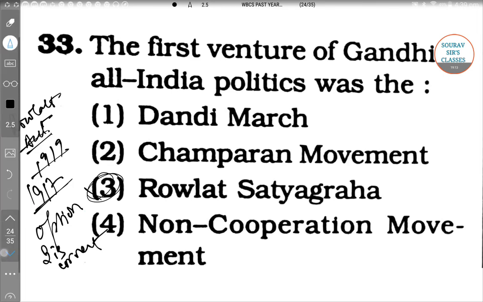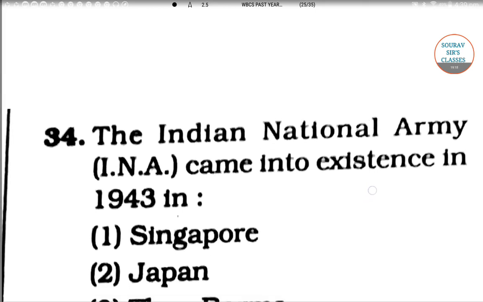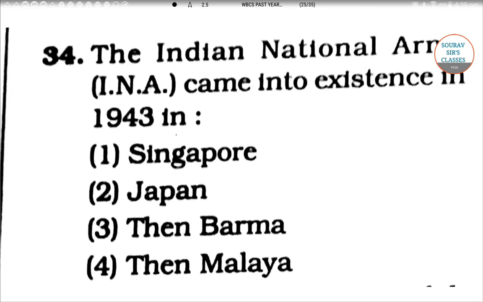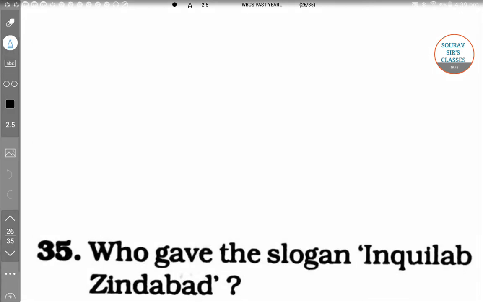Let's move to next question. The Indian National Army came into existence in 1943 in Singapore, Japan, Burma, or Malaya. So the correct option to this question will be Singapore, as it was founded by Captain Mohan Singh in Singapore in 1942. So the correct option is option A, so we can write option 1 is correct. Let's move to next question. The next question is, who gave the slogan of Inquilab Zindabad?